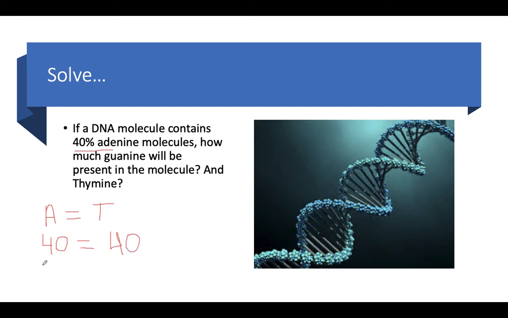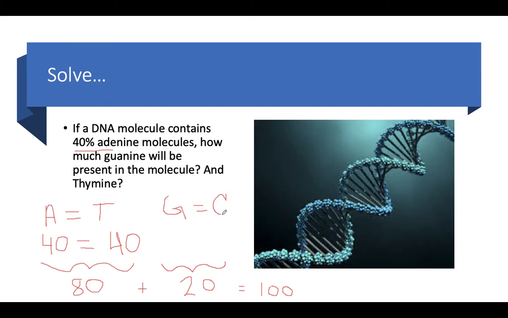Okay. So together, the amount of adenine and the amount of thymine is going to equal 80% of that DNA molecule. Okay? So then that means that the remainder, the G and the C, is going to be equivalent to 20%, right? Well, how do we know that? Because 80 plus 20 equals 100%. So then the remaining part of the molecule, which is made up of the remaining 20%, has to be a combination of guanine and cytosine.